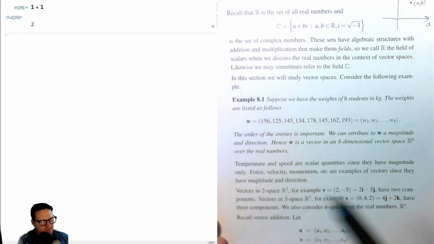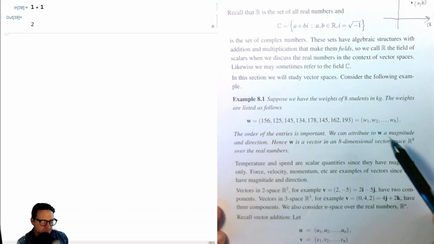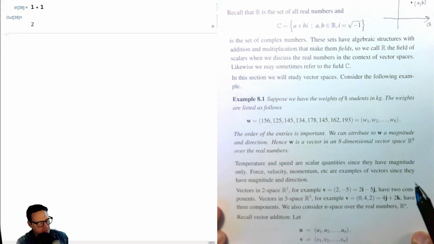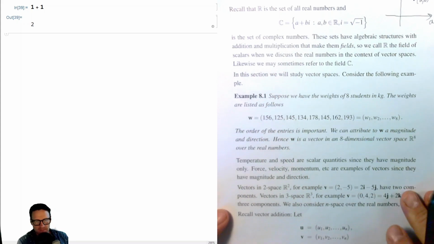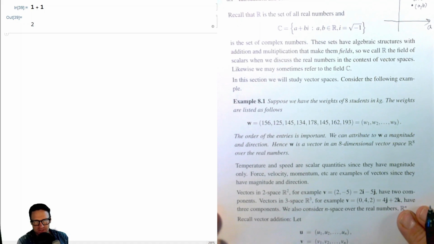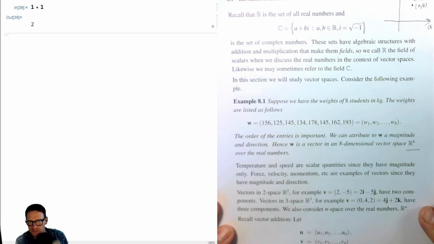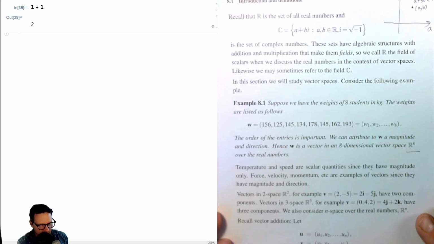Now we can attribute to W a magnitude and a direction, right? But to do that, we need to put this vector in a vector space. And so in this case, the vector space might be the set of all 8-tuples of real numbers. And so the vector space would be this one, R superscript 8. And that's an 8-dimensional vector space.